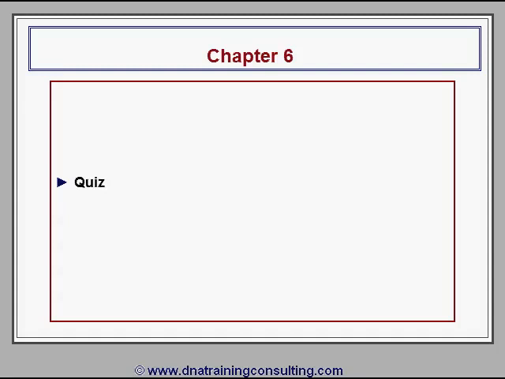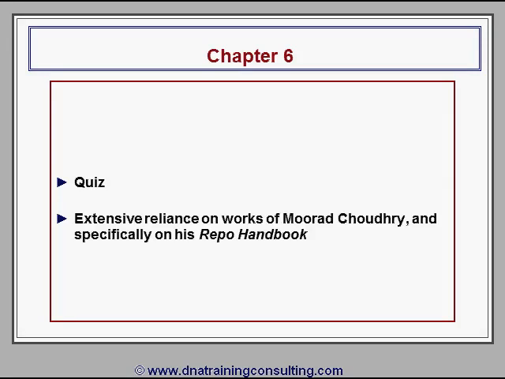This Chapter 6, finally, contains 4 quiz questions to test your understanding of these materials. We warn you that the questions involve numerous, very tedious calculations that we must set out in full detail to avoid misunderstandings or confusion. We acknowledge extensive reliance for this quiz on the works of Murad Chaudhry, and specifically on his Repo Handbook, a link to which can be found as usual in the course outline.